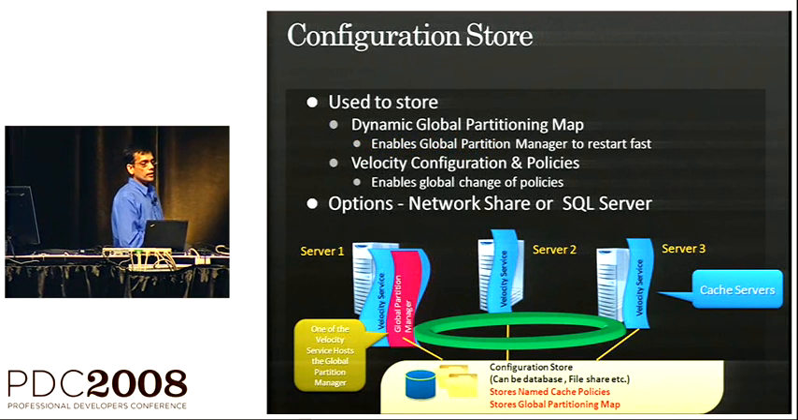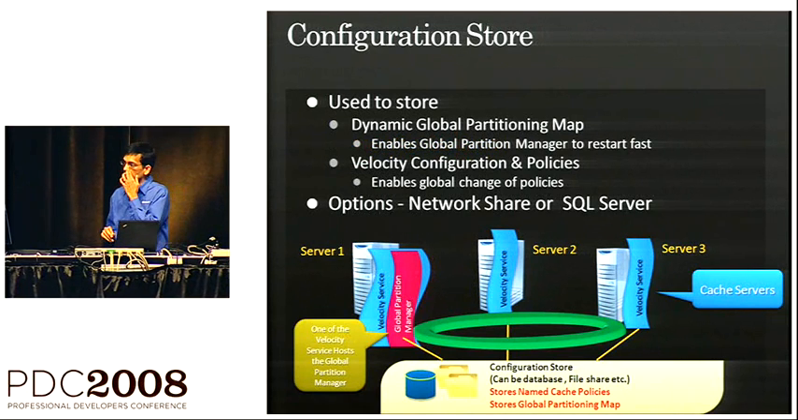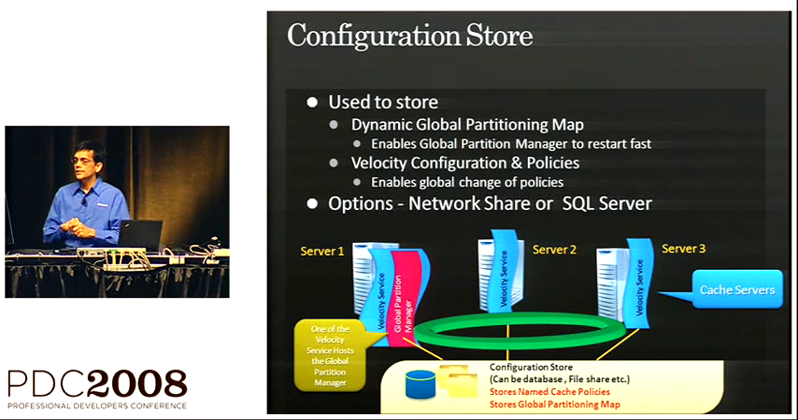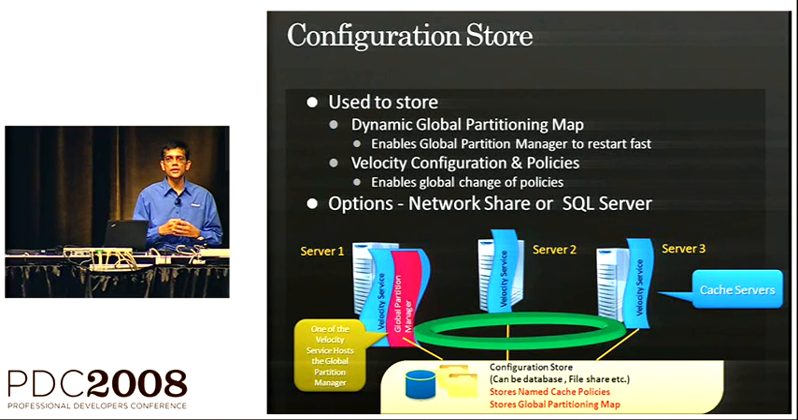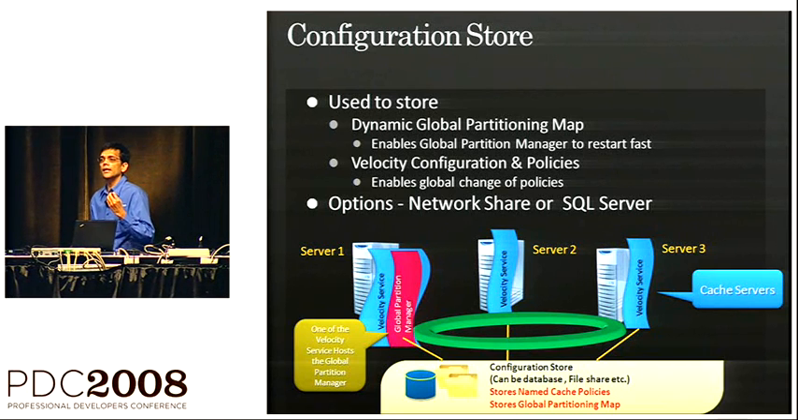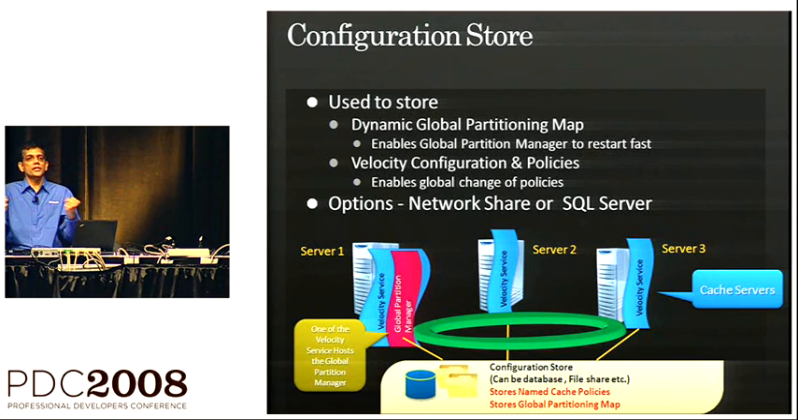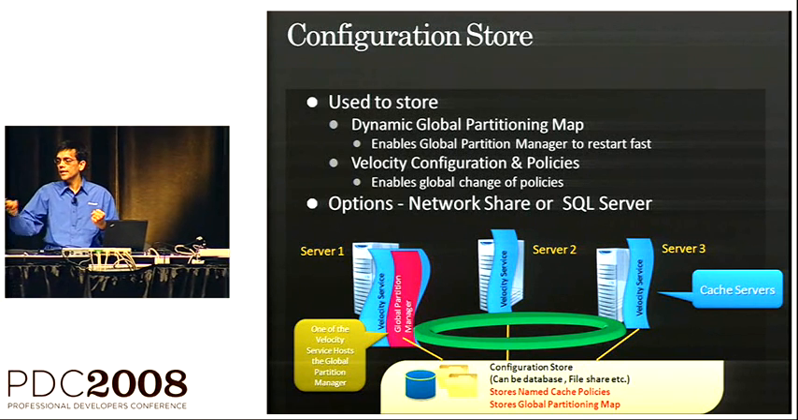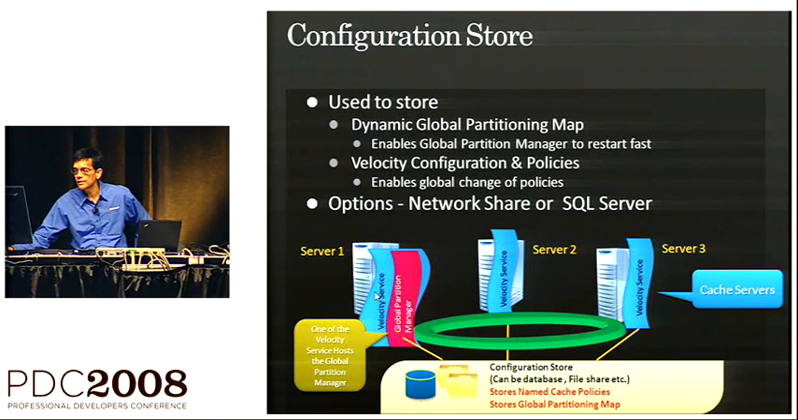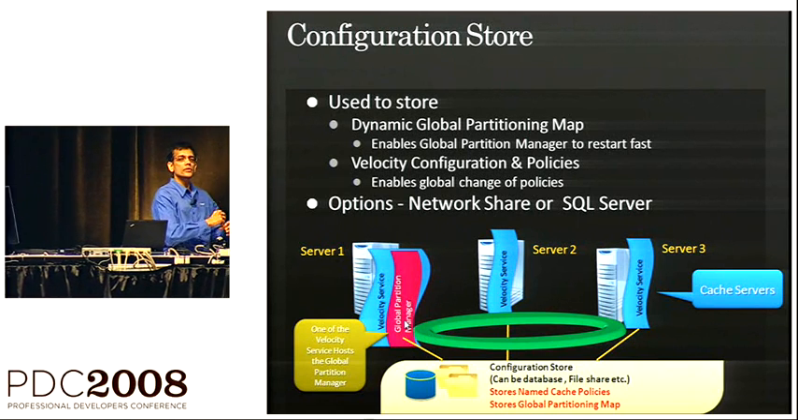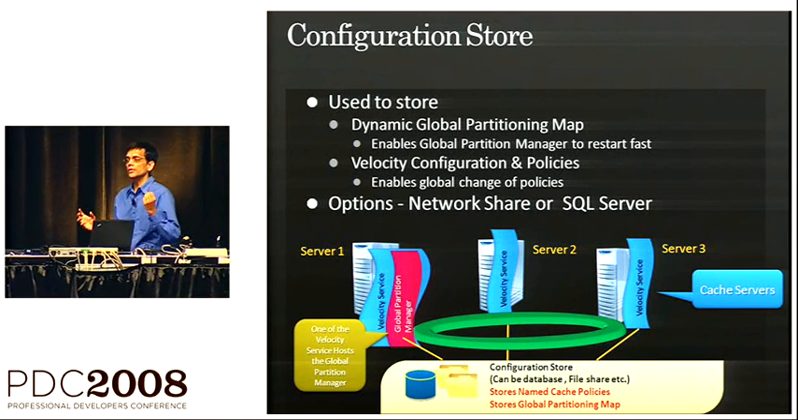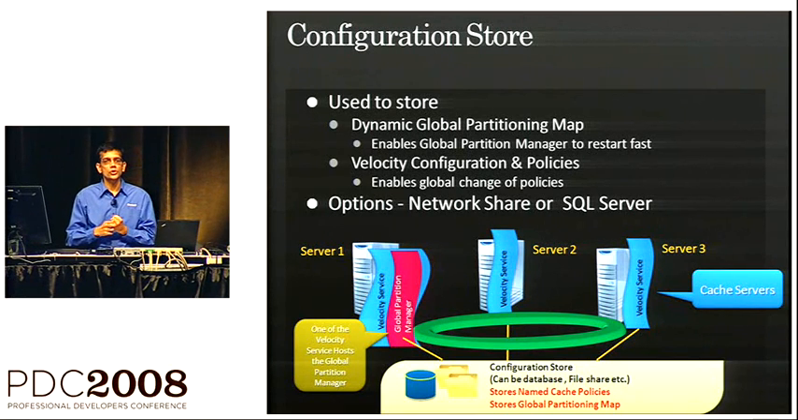So the configuration store, we briefly talked about this as well. The configuration store can be used to store two types of configuration: the cache policy level information, as well as the global partitioning of the data. For example, one of the machines runs this global partition manager, which tells everybody else how the keys are distributed across the landscape. That information we put in the configuration store.